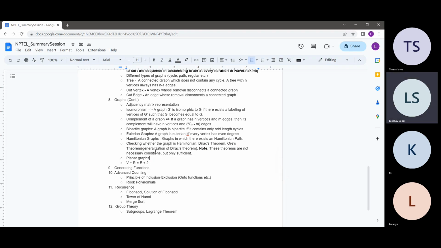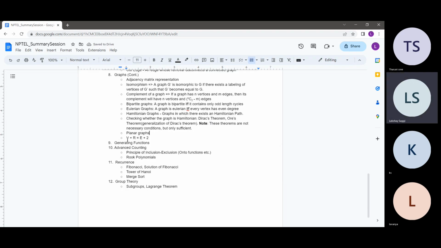So then we covered the concept of planar graphs. Planar graphs are graphs which can be embedded in a plane. I'm not writing down the definition, maybe it's too easy. And then we covered Euler's formula for planar graphs, which is just the number of vertices plus the number of regions equals the number of edges plus 2. Right? So there was this formula, and after this, the graphs part was over.